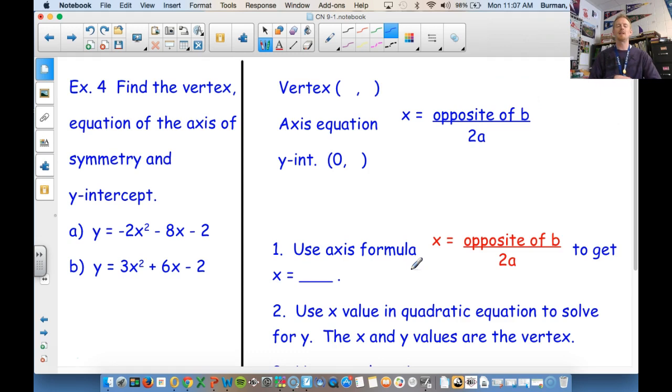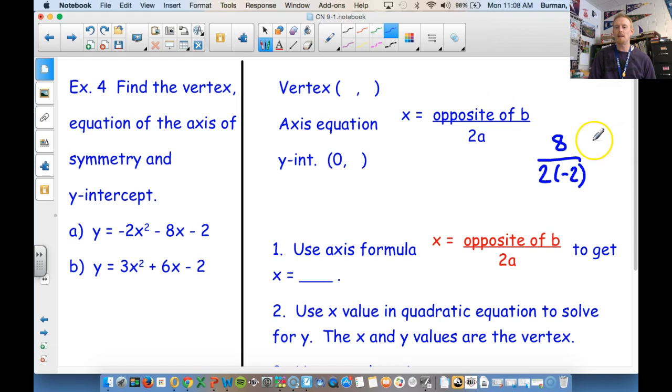Now this stuff is a little bit more complicated than the first things. We're supposed to find the vertex, equation of the axis of symmetry, and the y-intercept from this equation. Now to find the vertex, we first have to have the axis of symmetry. So we're going to plug in that opposite of b over 2a. So into this equation over here, we're going to have opposite of b. b is a negative 8, so the opposite of negative 8 is a positive 8, over 2a. a was negative 2, so 2 times negative 2.